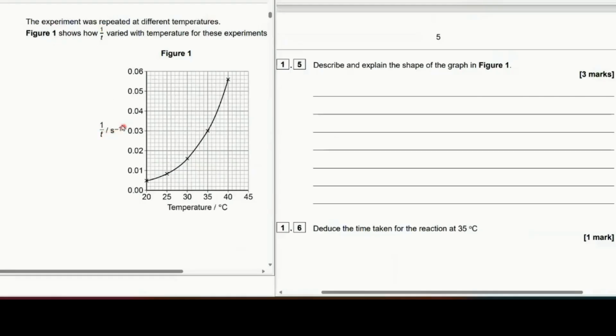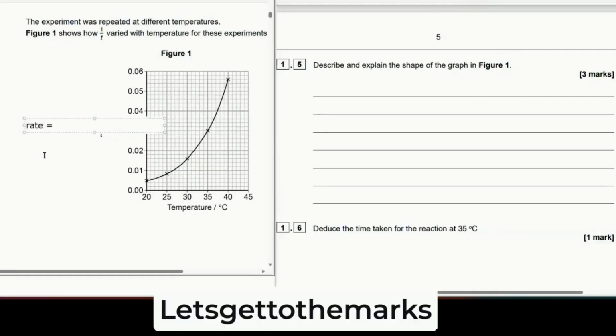Now, let's move on. 1.5. Describe and explain the shape of this graph. We've got rate on the left-hand side, which is represented by 1 over the time, 1 over t, s to the minus 1, and we have temperature along the bottom. Look, as the temperature increases from 20 to 45, what happens to the rate? The rate also increases. 1 over t goes up. So we can just describe that, and that's going to get us a mark. As temperature increases, rate increases, or 1 over t increases.